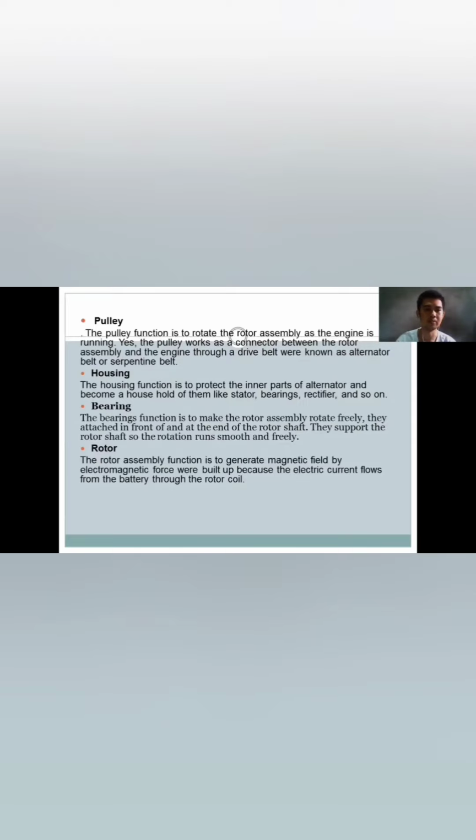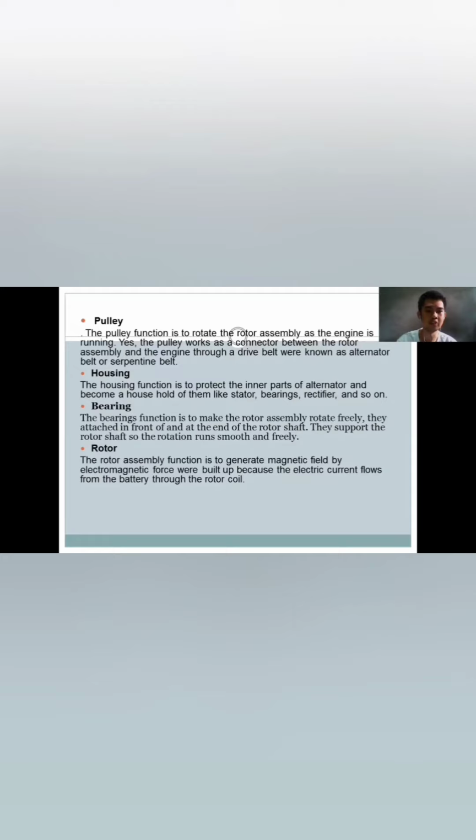Next, the third part of the alternator is the bearing. The bearing's function is to make the rotor assembly rotate freely. They are attached at the front and at the end of the rotor shaft. They support the rotor shaft so the rotation runs smoothly. These bearings sit on the alternator housing. The front bearing is attached to the front housing and the rear bearing is attached to the rear housing.